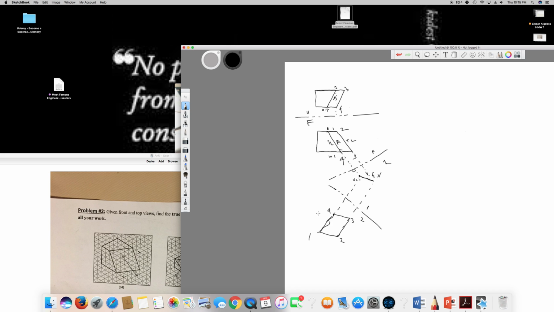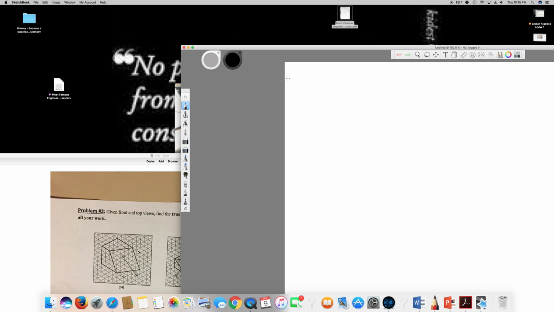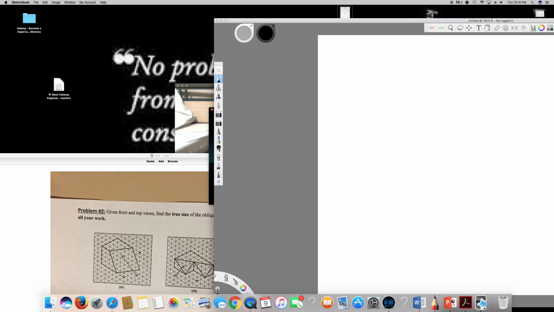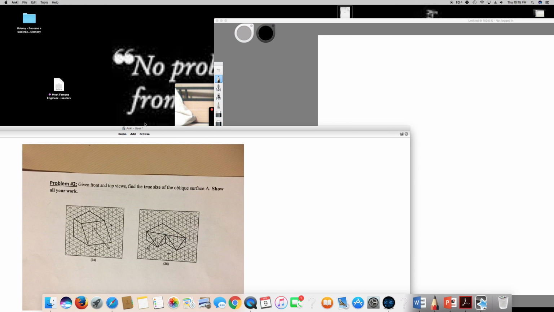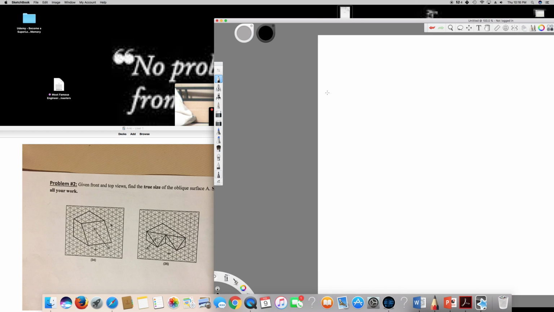And now we are not done yet. So this is our first question, right? I have done the first question. Now to do the second question, I'm taking a blank sheet right here. Now again I have to draw the front and the top views, right? Let's start with the front side.